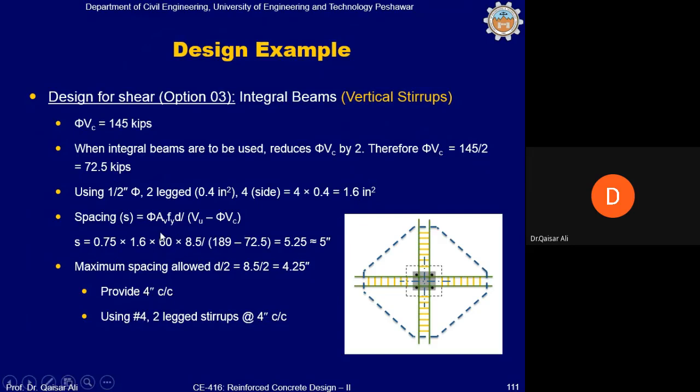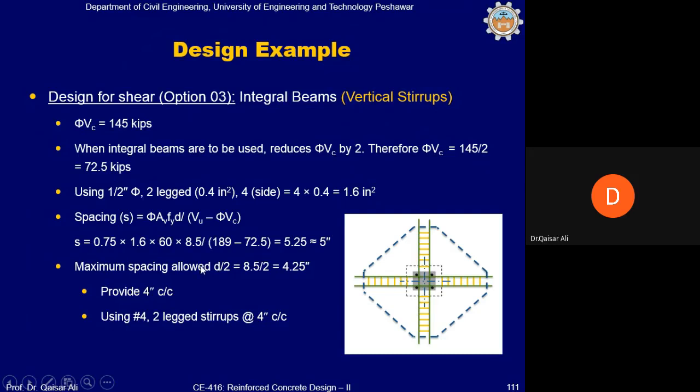The spacing requirement will be calculated from this equation: φ Av fy d divided by Vu minus φVc. Phi is 0.75, Av is 1.6, fy is 60, d is 8.5, Vu is 189, and φVc, this φVc is not 145 because as per ACI code, this shall be divided by 2, so this is 2.5. According to this, 5.25 inch spacing is required. We will round this down to 5 inch.